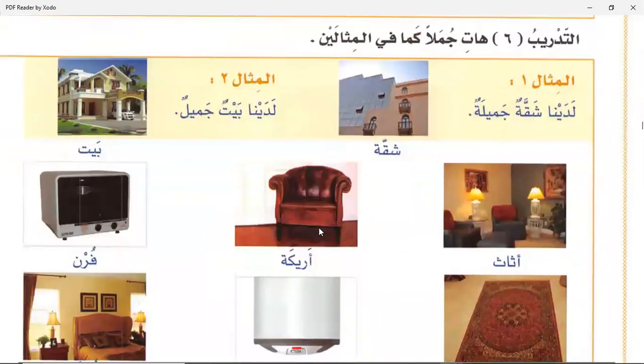So if anyone wants to read it, then just raise her hand. Anyone who wants to read, raise her hand. Okay, Miss Salwa wants to read. Miss Salwa, you read the first three pictures, and Miss Rahma will read the next three pictures.